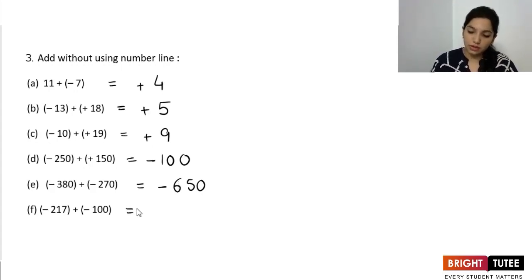Now the next one, 217 and 100. Both of them have the same sign, negative. Simply add the two, that is 317, and simply put a negative sign. I hope this is clear.